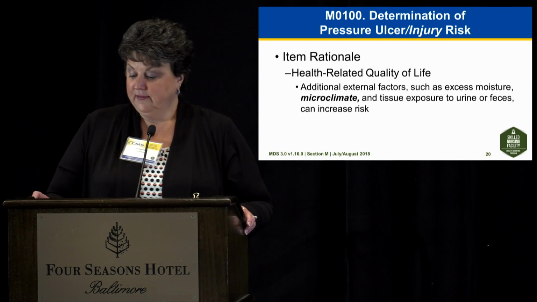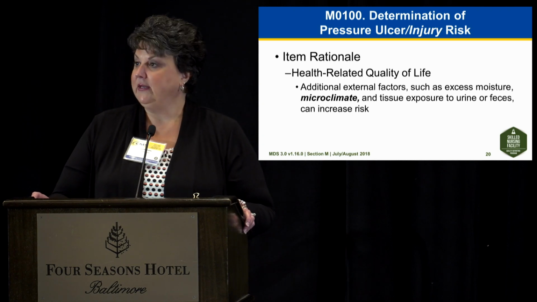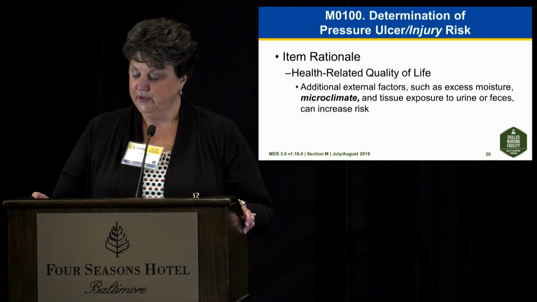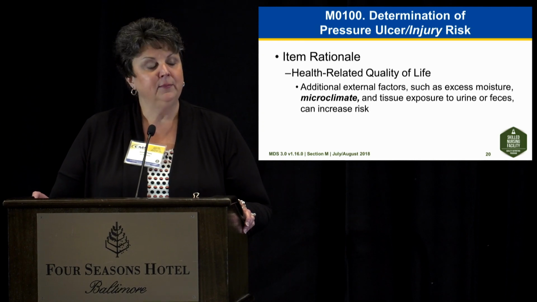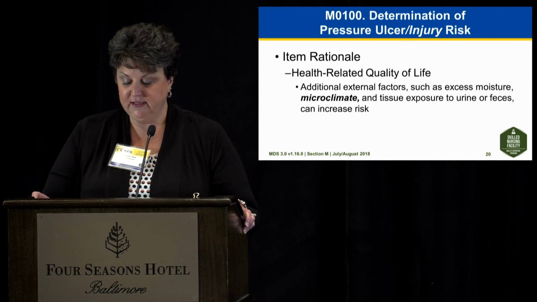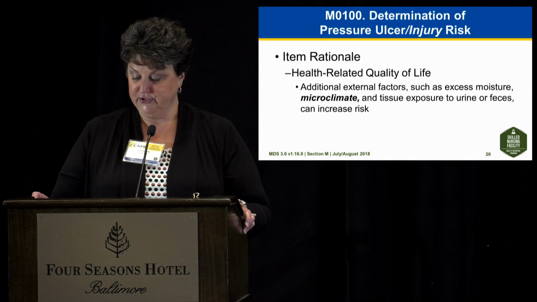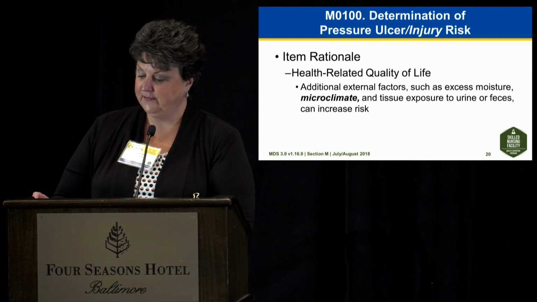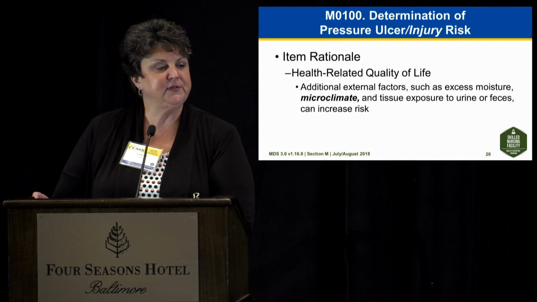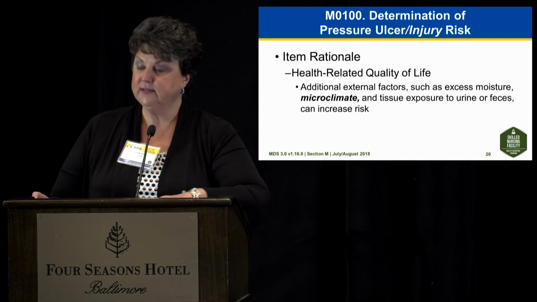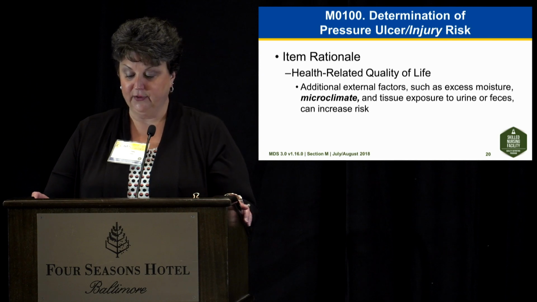As I mentioned, the term microclimate has been added to the item rationale for the determination of pressure ulcer or injury risk. And microclimate influences the susceptibility of skin and soft tissue to the effects of pressure and shear. It's important that nursing home teams are cognizant of that risk factor and take steps to care plan appropriate interventions and put those interventions in place to address the issues related to microclimate.